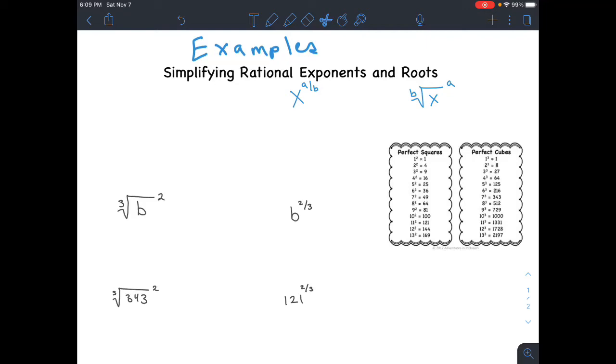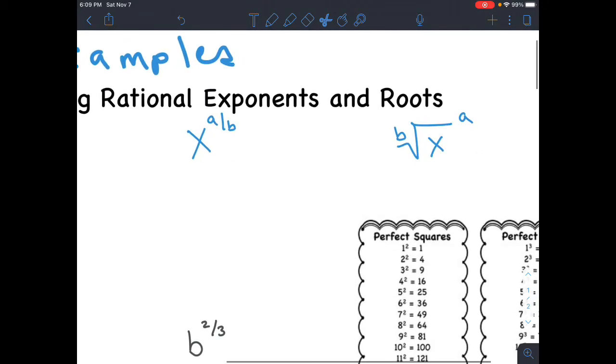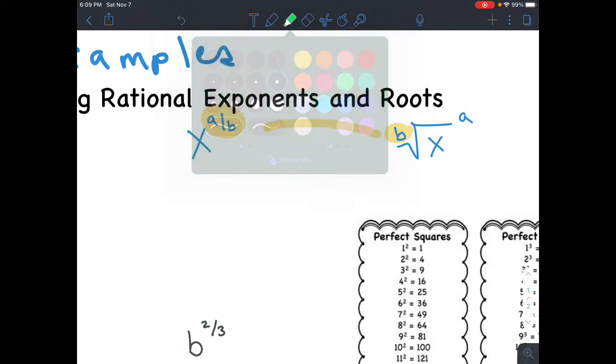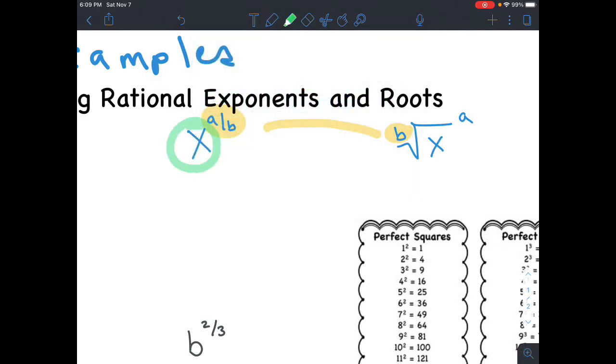Rational exponents and roots are related. The exponents that are fractions, or that can be written as fractions, are going to tell you what type of root to take for your base number, the number underneath the exponent.